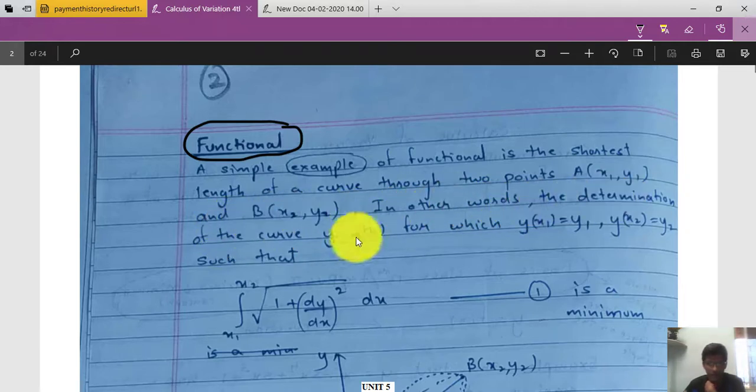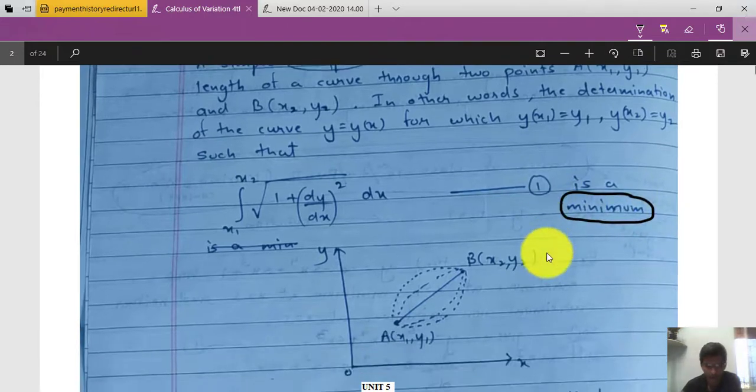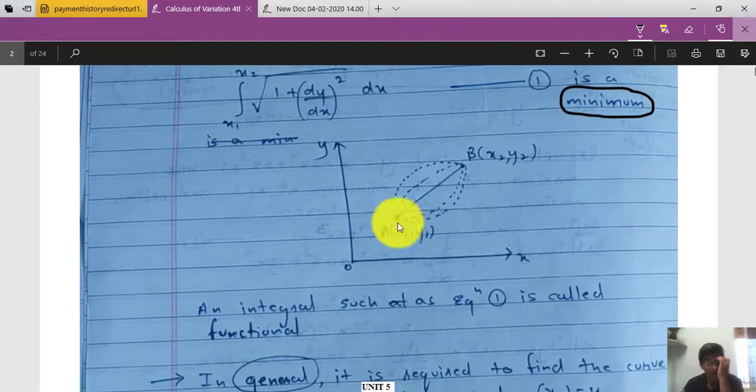In other words, it is the determination of the curve y is equal to y of x, for which y of x1 is equal to y1 and y of x2 is equal to y2, such that the integral over the limiting points x1 and x2 of square root of 1 plus dy by dx the whole square dx, which is your equation 1, is minimum. This is just an example. Now I need to find the shortest distance over these two curves, y1 and y2. This dotted line, you can see, these are curves.